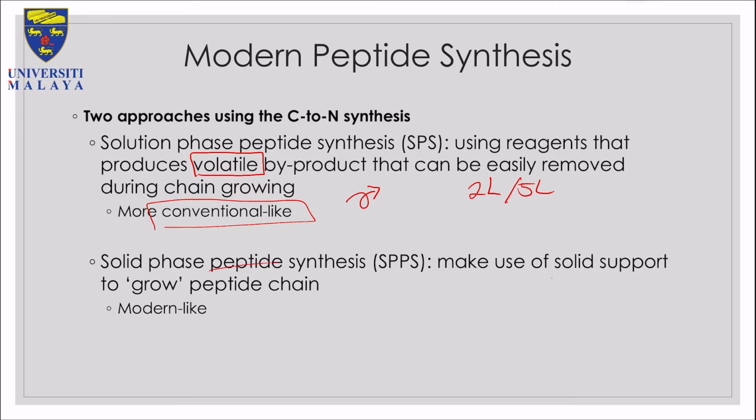The second alternative, the second approach, is to use solid phase peptide synthesis. What I mean by that is, as the name mentions, you use a solid support to grow the peptide. So we will look at these two examples in a little bit more detail.